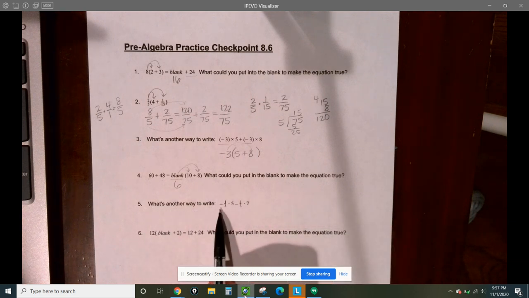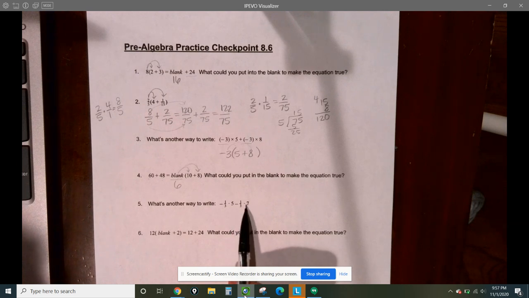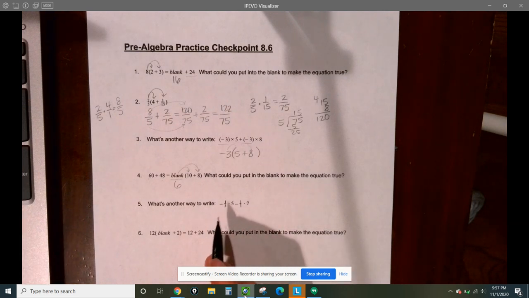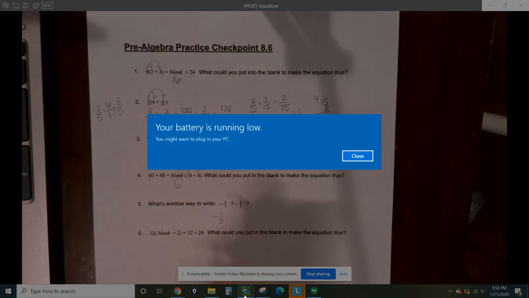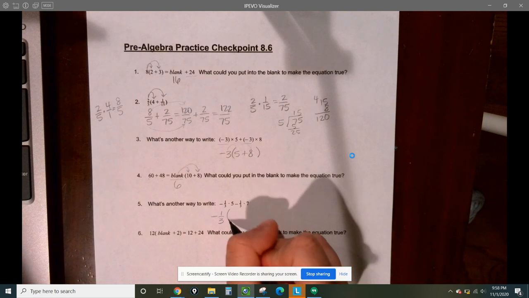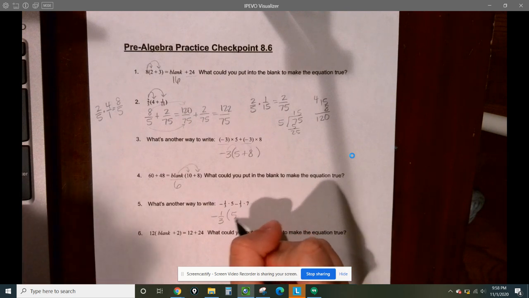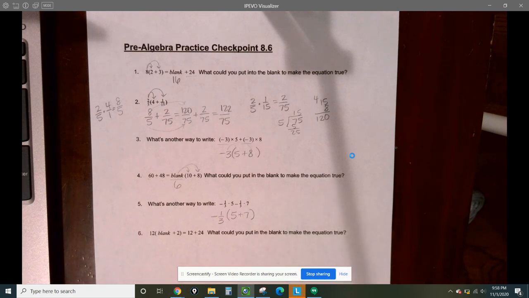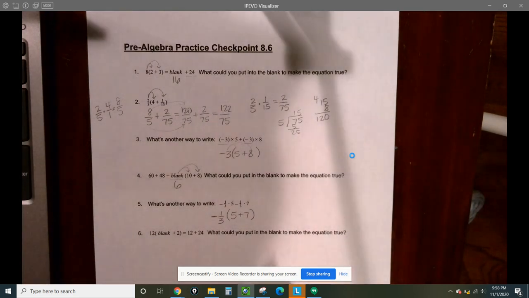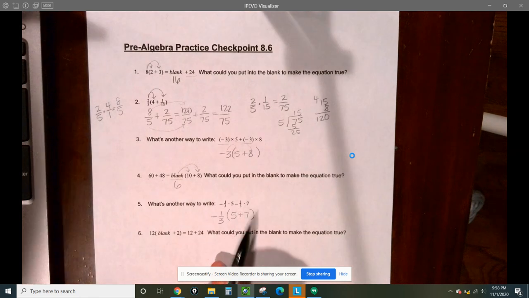What's another way to write this? -1/3 times 5 minus 1/3 times 7. Since this is the distributive property lesson, we want to rewrite this so that we could use the distributive property. So -1/3 times the quantity 5 plus 7. And it's -1/3 because these fractions were both negative.